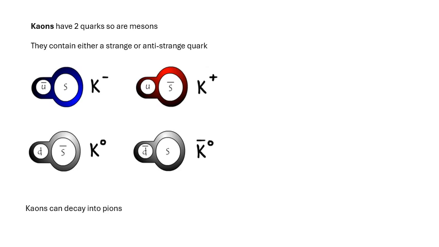Here are some more mesons. They're called kaons, and a kaon has got two quarks, so they are mesons, and kaons contain a strange quark. These are the different combinations here, your K minus, K plus, etc. Notice you've got a quark and an antiquark, and one of the quarks is this strange quark. Kaons can decay into pions. Oh, that's worth a flashcard, isn't it?